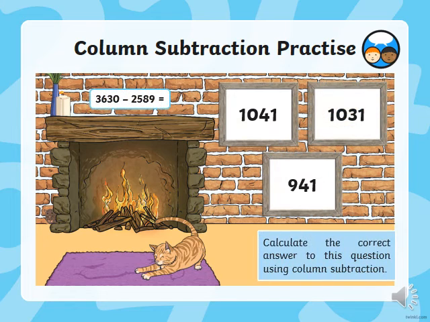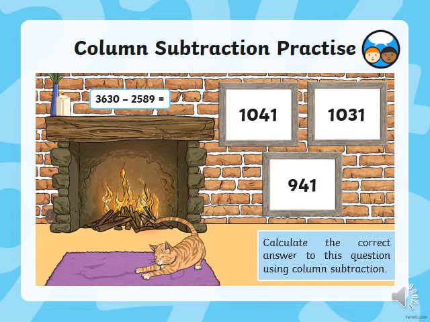Okay, you're now going to have a practice. 3,630 take away 2,589. I've got 3 possible answers here for you. So you're going to work that out. You're going to pause the video, work it out, and then we're going to come back and I'm going to tell you which one is correct.